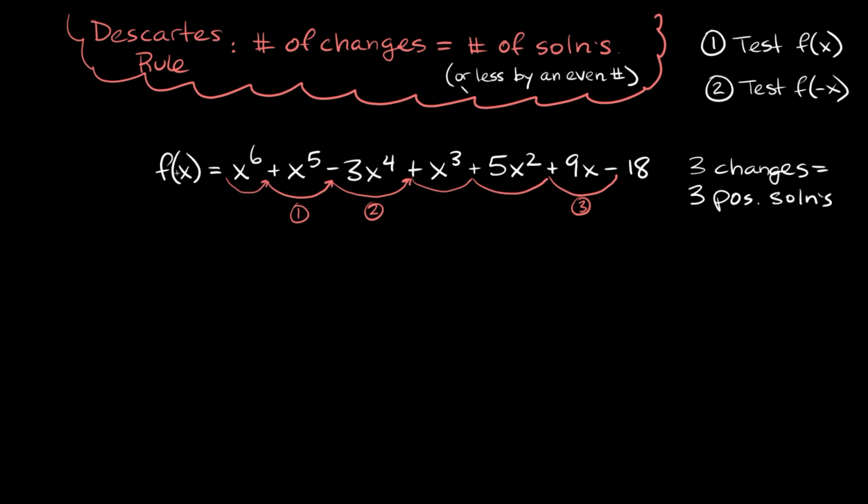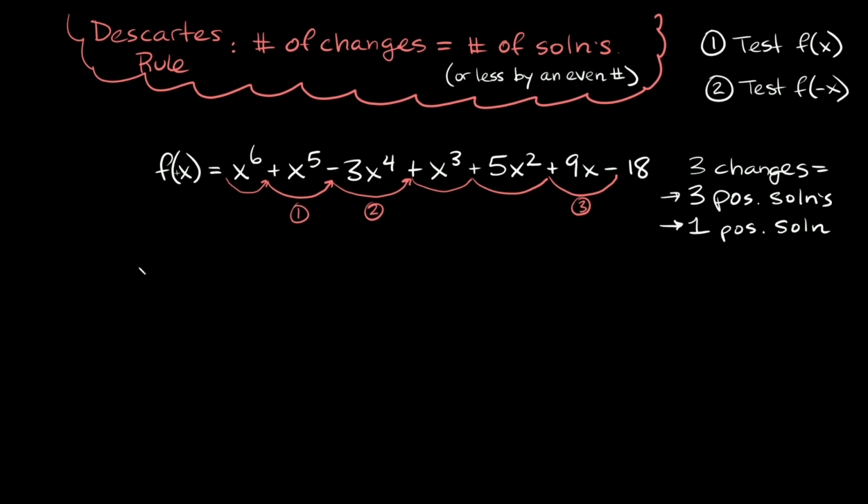Okay, but there's also this little caveat, right? It says or less than by an even number. So basically just 2 less. So we either have 3 positive solutions here, or we might have 1 positive solution here. Okay, it would be one of these 2 cases right here.